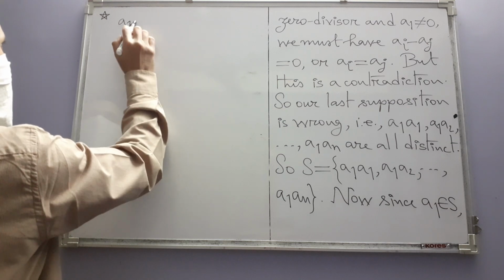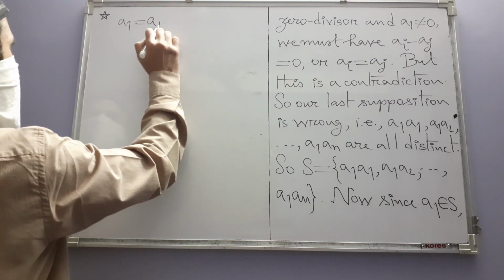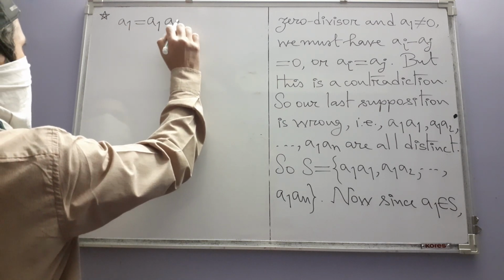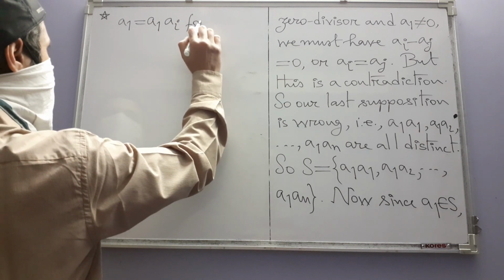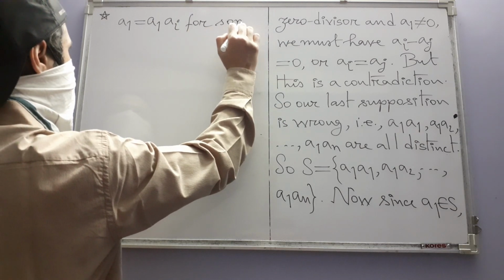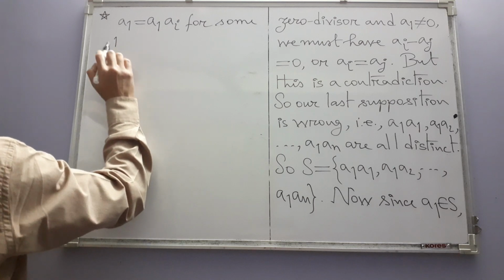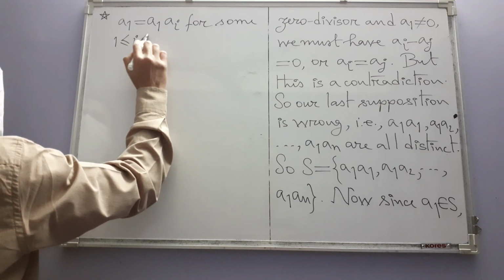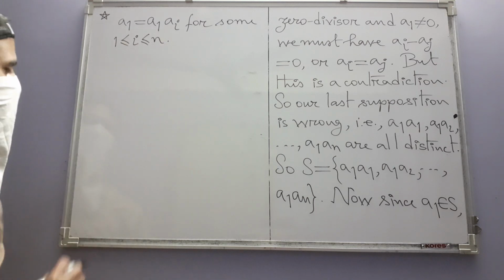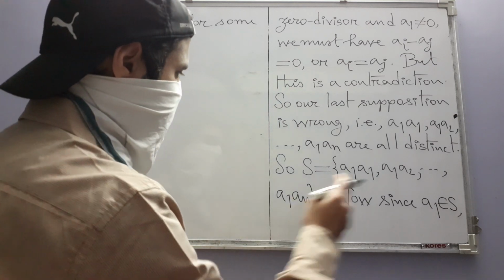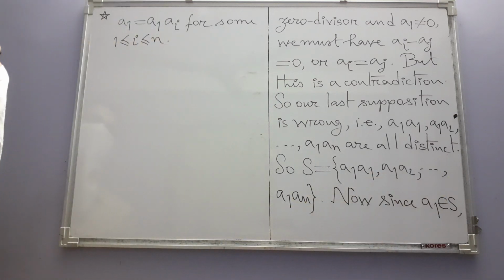So a1 will be equal to a1 ai for some i from among the available indices, that is from 1 through n.